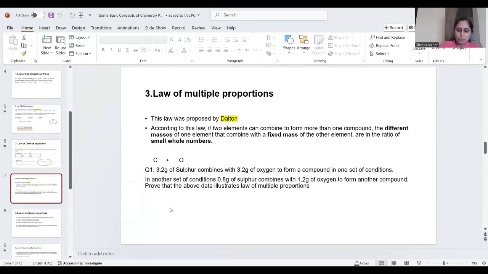Now, students, this is the third law, the law of multiple proportion. In this law, when two elements combine to give more than one product, the different masses of one element that combine with the fixed mass of another element are in a simple whole number ratio. Okay, so let's check. Just sharing the screen.